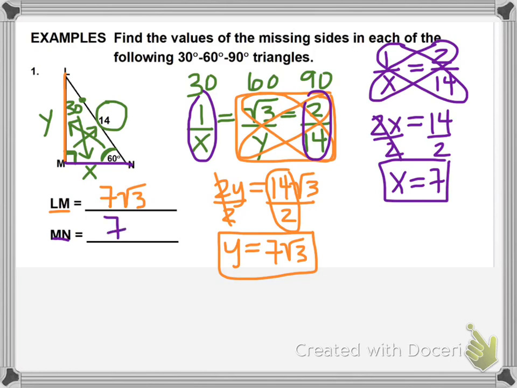And what I want you to notice is that the side across from the 30, that's my x, right? That's 7. That is half of the hypotenuse, which is 14. So the short side will always be half of the hypotenuse. The hypotenuse will always be 2 times the short side. 14 is twice 7. The middle side, which is this guy, is always going to be a little bit different.